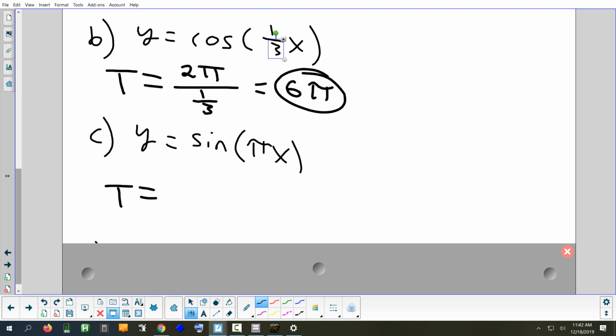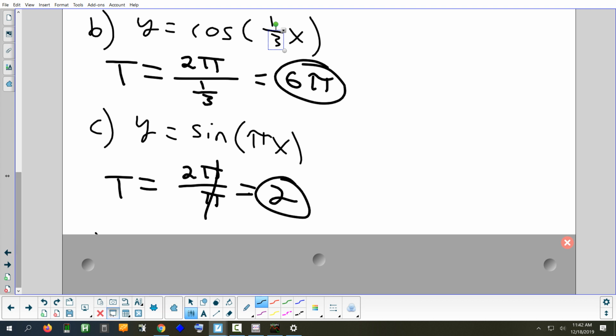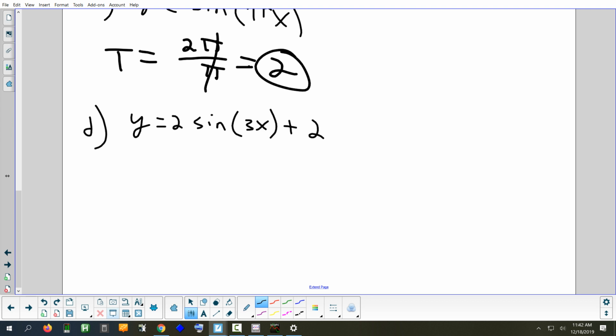How about Caleb? What would be my fraction to find the period here? The 2 pi divided by pi. 2 pi divided by pi. So the cycle here is 2. Cycle of two radians. And how about this one?